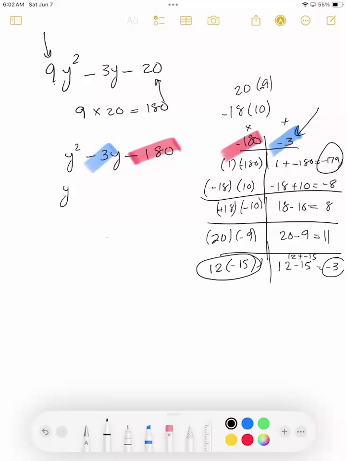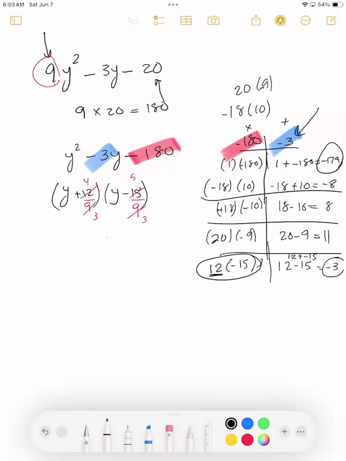So I write it as 12y and y. And then I put positive 12 in one parenthesis and negative 15 in the other. Lastly, I have to remember to divide by 9. So 12 divided by 9, these are not reduced. They're both divisible by 3. I get 4 and 3. 15 and 9 are both divisible by 3. 15 divided by 3 is 5. 9 divided by 3 is 3.